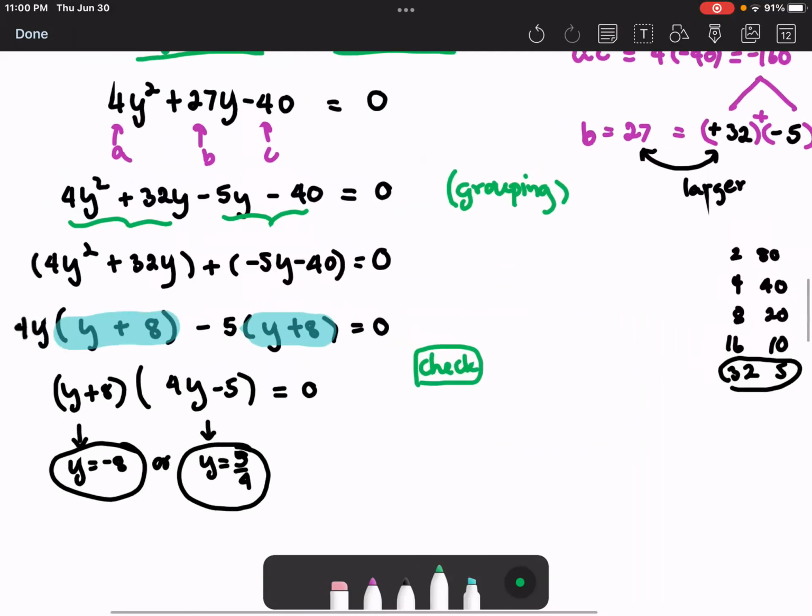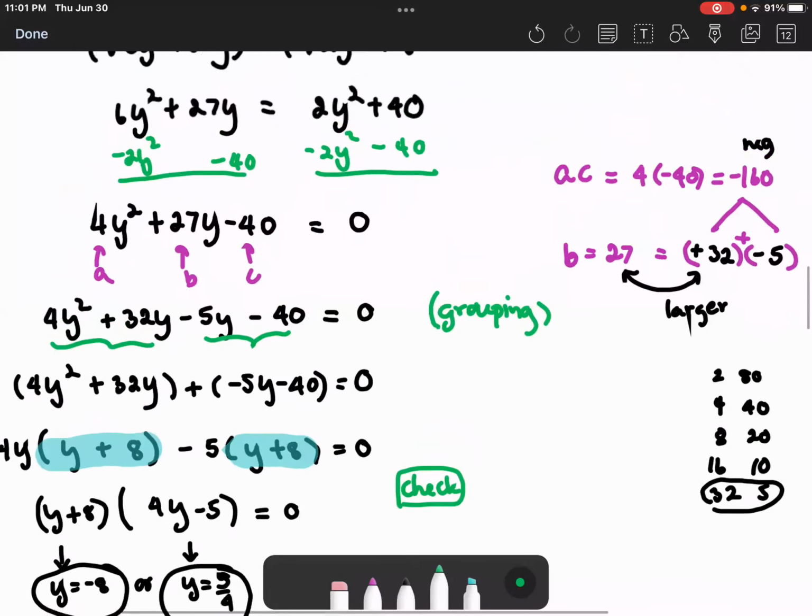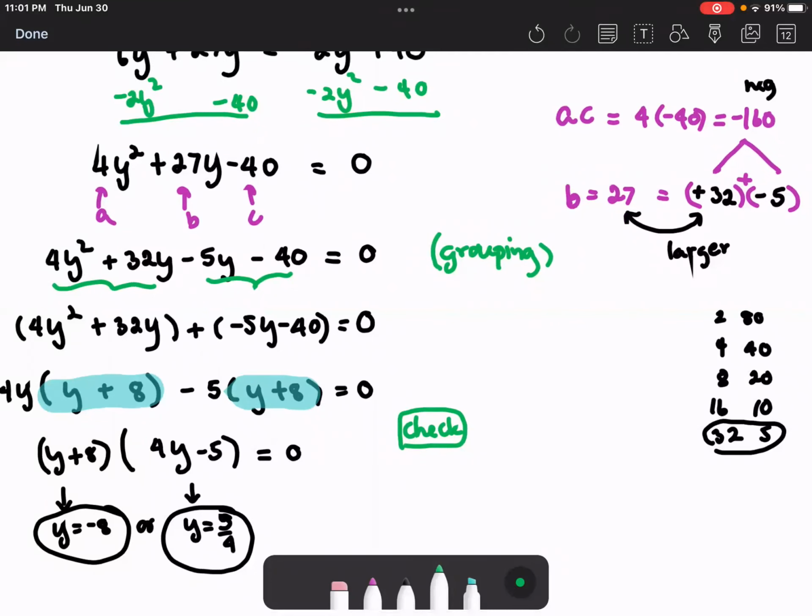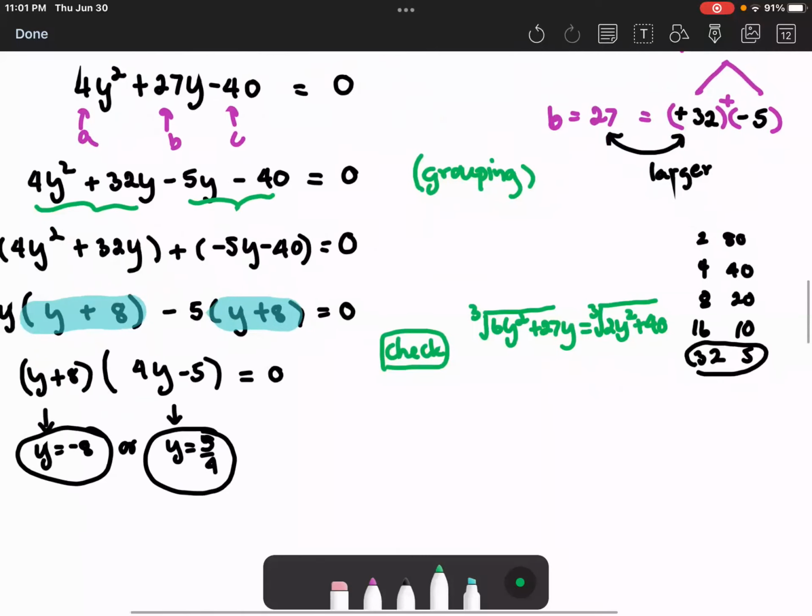For the first one, the original equation is the cube root of 6y to the second plus 27y equals the cube root of 2y squared plus 40. So for the first one, y equals negative 8.